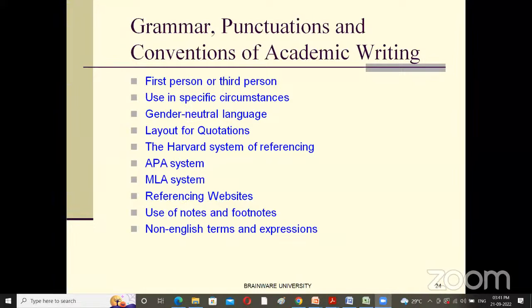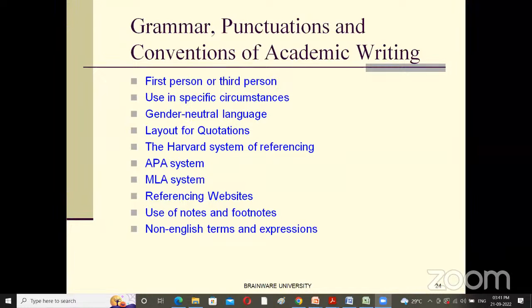Now, regarding grammar, punctuation, and conventions of academic writing, you should not switch from first person to third person. Always be consistent. Use in specific circumstances. There should be gender neutral language. There should be a specific layout for quotations. The Harvard system of referencing or the APA or the MLA system of referencing should be followed. And referencing websites should be of particular design. Websites should also be referenced.